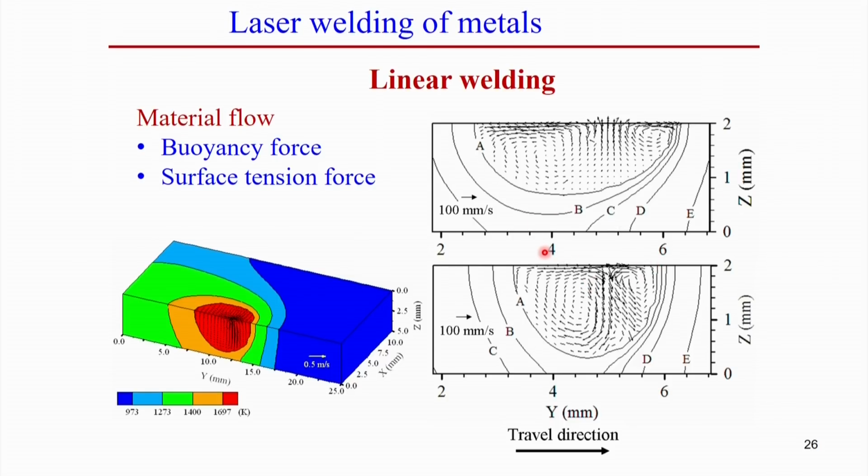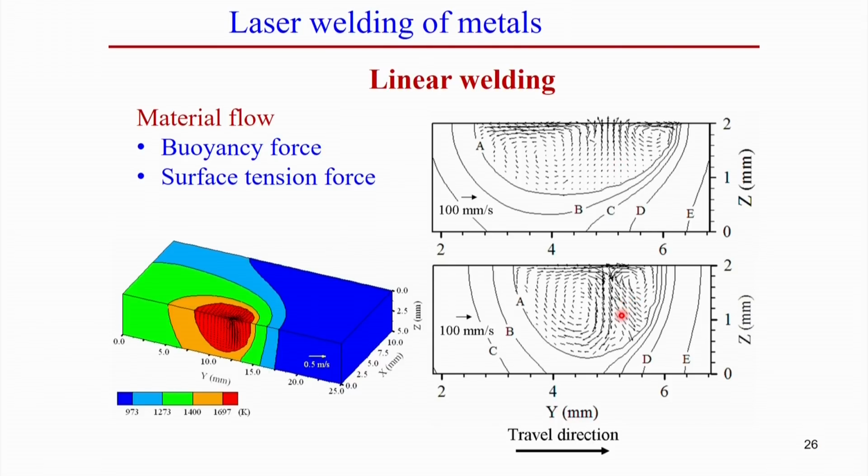Now, zooming further into the material flow, in this case the material flow is such that the driving force, the surface tension force, is acting from the center to the outward periphery. So, it creates a clockwise material flow field on the right side, and on the left side we can say an anti-clockwise material flow field. We can see the depth direction also. So, this is the first case.